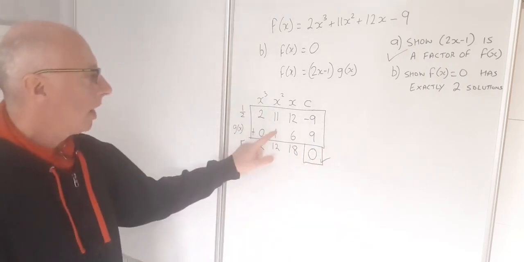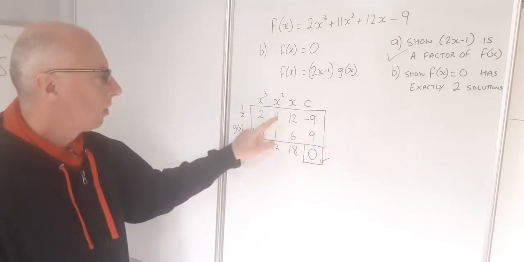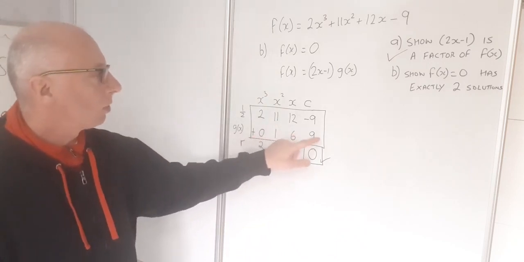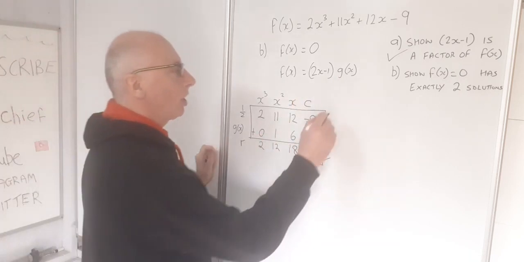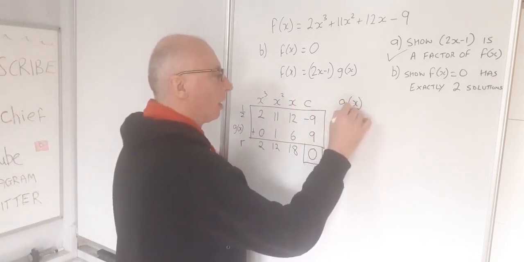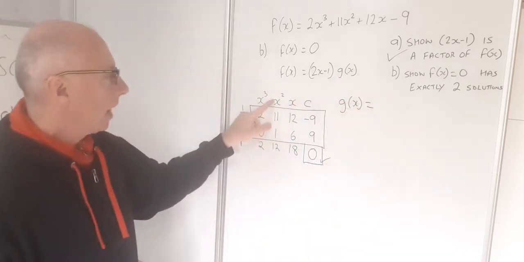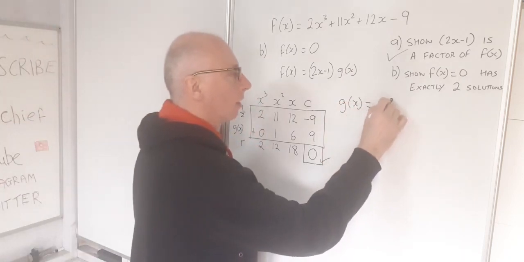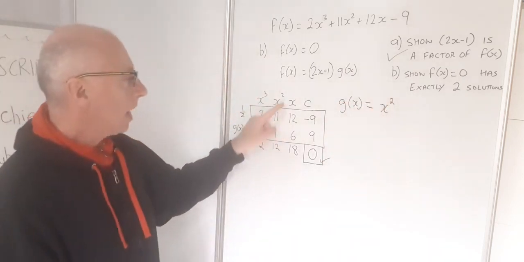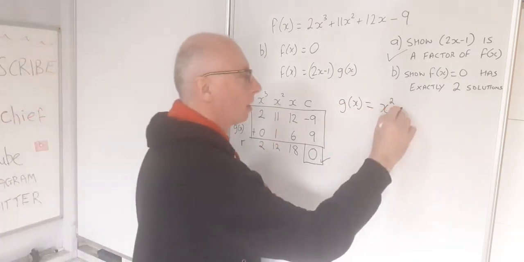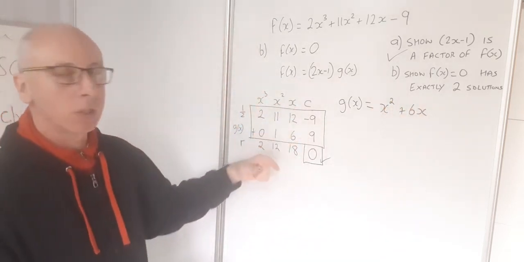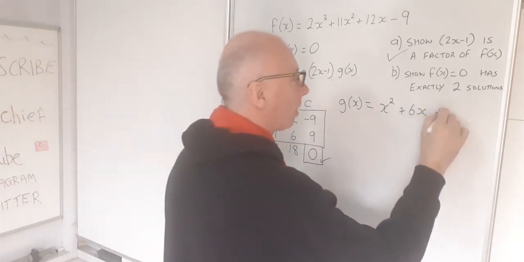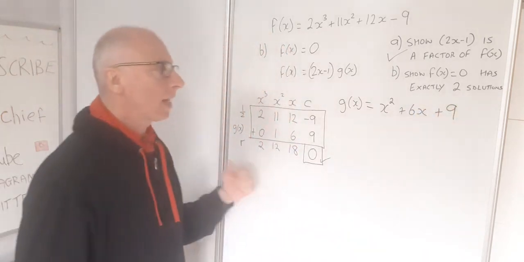So now what I've got here, 1, 6 and 9 underneath here, that is the result of my g of x. So therefore my g of x equals x squared, 6x, and it's a positive, and also a 9 for my constant, which is also positive. Okay, so that's what I've got now.